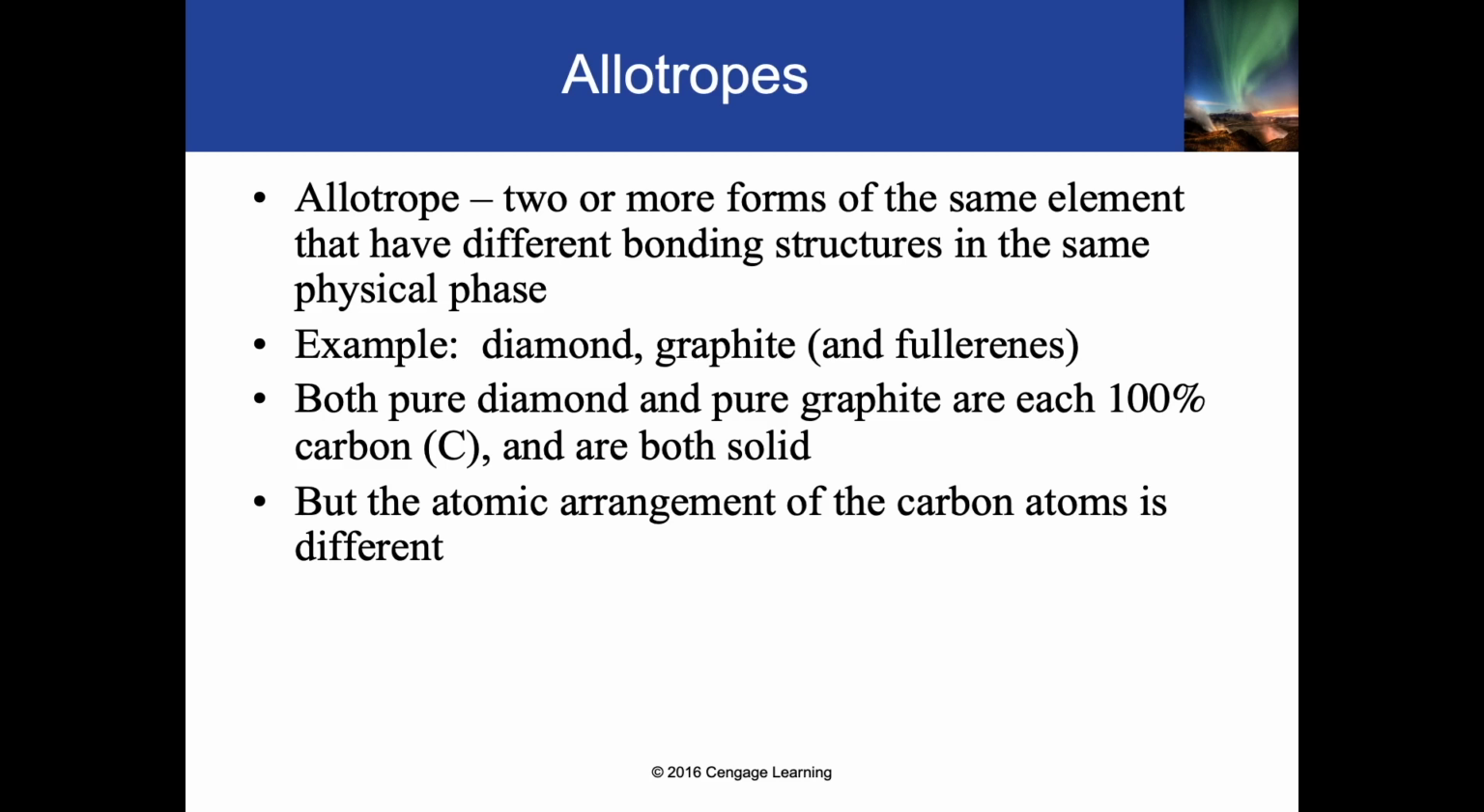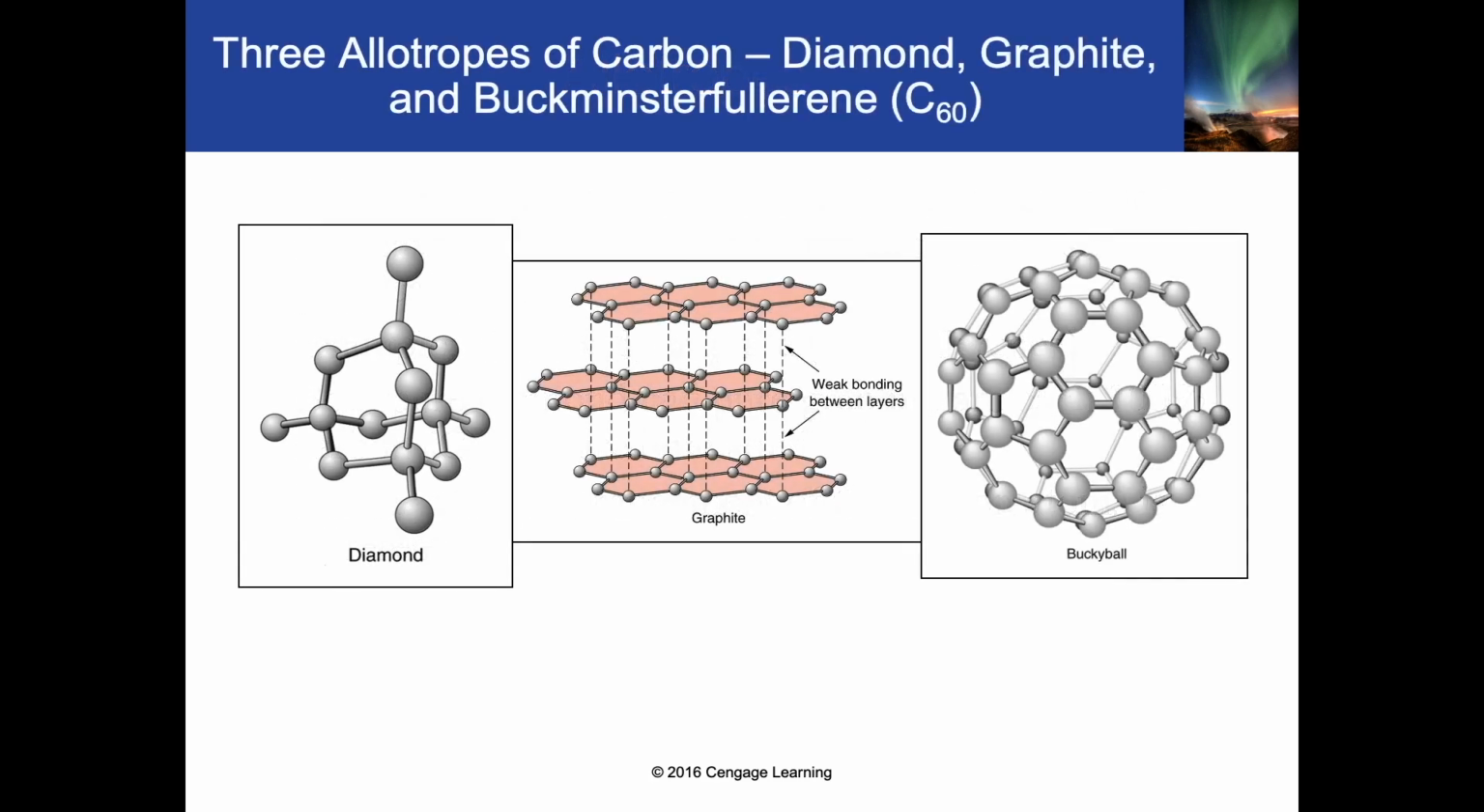Both pure diamond and pure graphite are each 100% carbon, and both are solid. But the atomic arrangement of the atoms is what is different. So let's take a quick look and see why it's different. So here's a diamond, and you see that it makes this very simple shape right here. I don't even know how many sides that is, right? But that's the shape that the carbons are arranged in. Okay, but then we look at the graphite that's in your pencils.